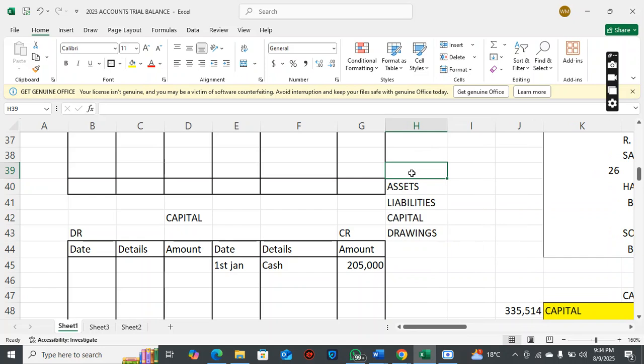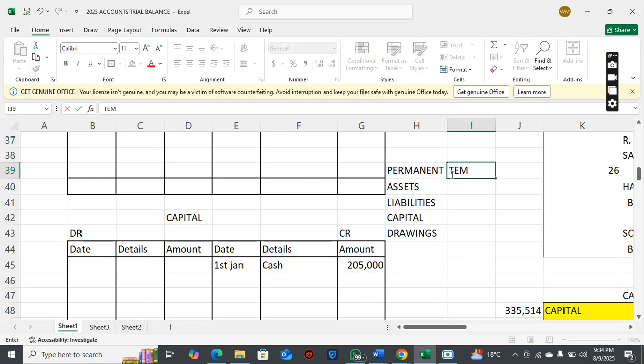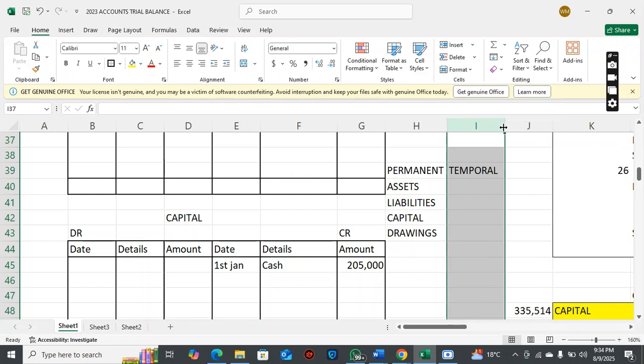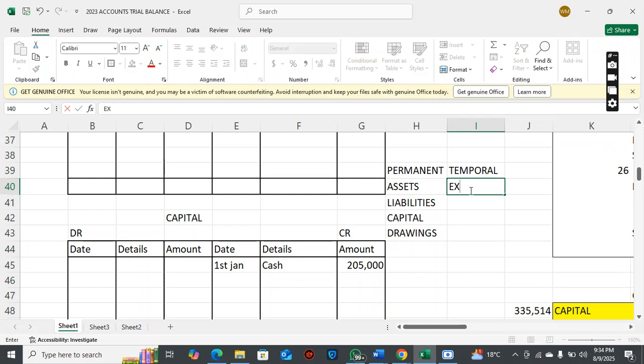Now, temporal accounts, you have to reset them at the end of a period. You need to reset them back to zero. They won't have a balance taken to the next period. They have to be set to zero. Any expenses or revenue, these are the temporal accounts. And they have to be reset to zero, especially at the end of the year.